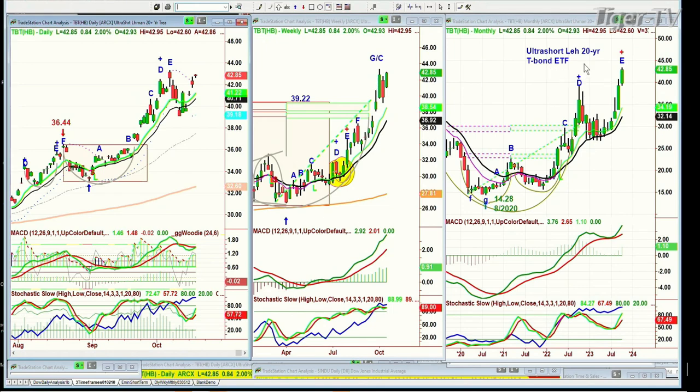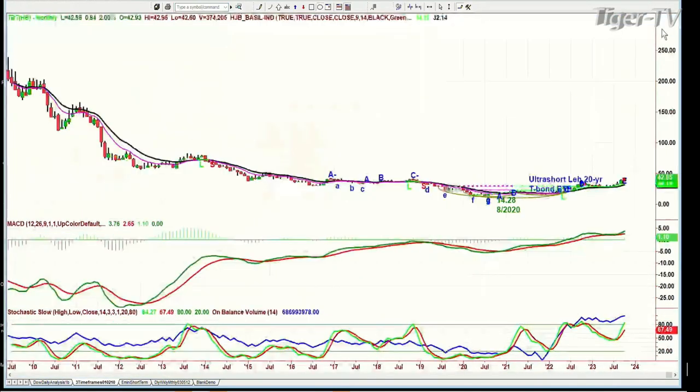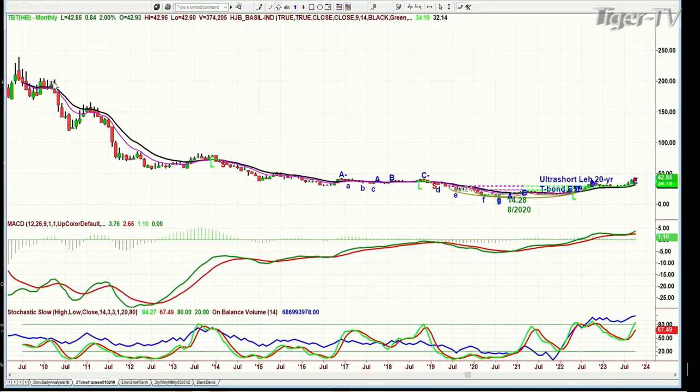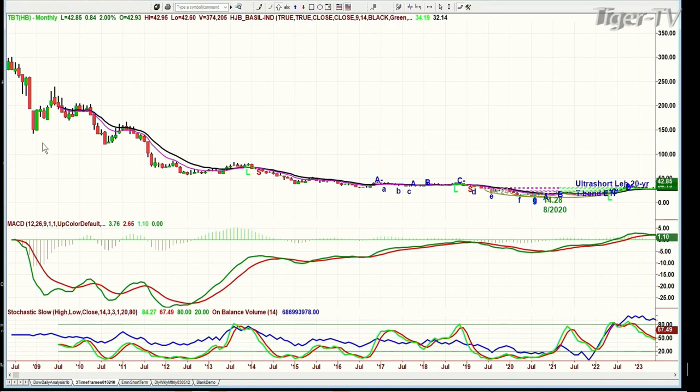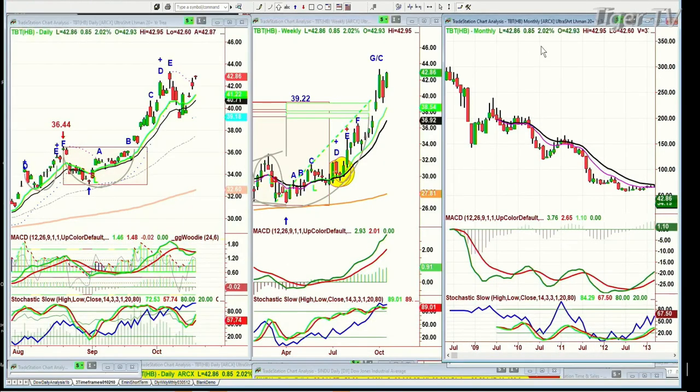Look at that breakout. Let me show you the chart here on the longer term scale. So you've got the monthly chart. We were once up here. I don't think this goes back far enough. No, it doesn't. It goes up into the almost 300 area, and here we are at 42. So all I can say is that yields are starting to move aggressively higher, and they're above the support of 39.22, which is a long-term resistance level. We've got to be real careful here.